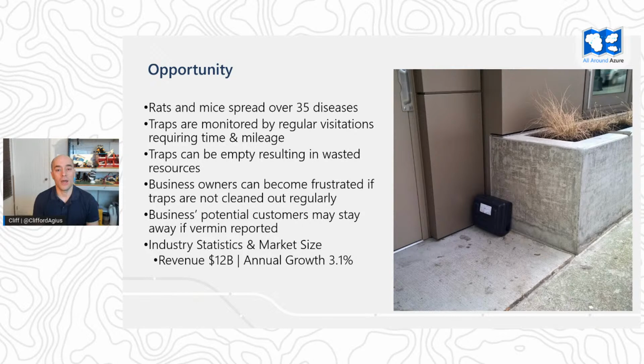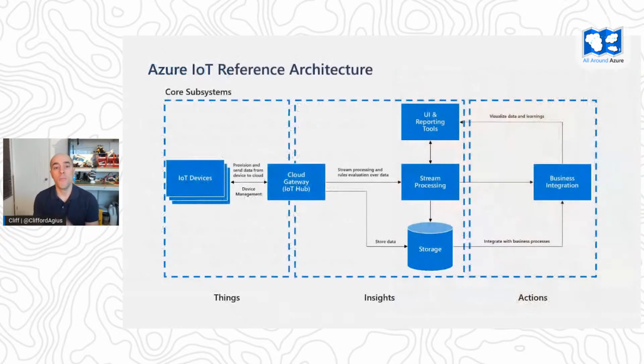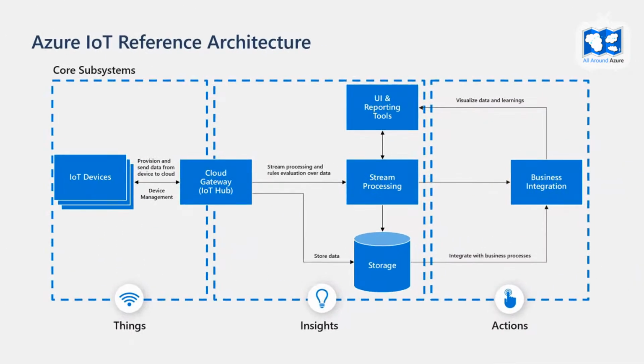Then they looked at the industry. It's obviously quite a big industry. 12 billion, it's got an annual growth of 3%. So as an industry, it's growing quite quickly. So how can we, if we were the pretend rodent capture company, how can we take on this challenge and make it better? Well, like I said, let's go back to our reference architecture. Let's look at the things. Let's look at the insights and actions.